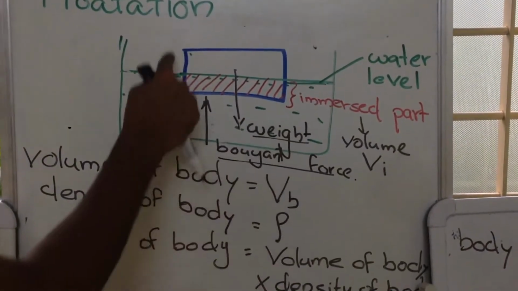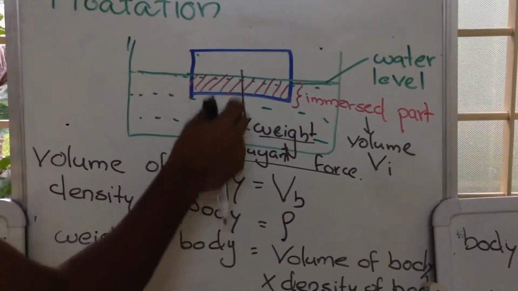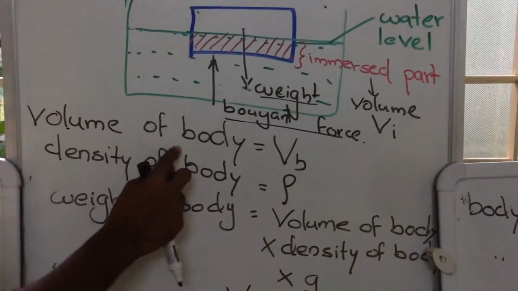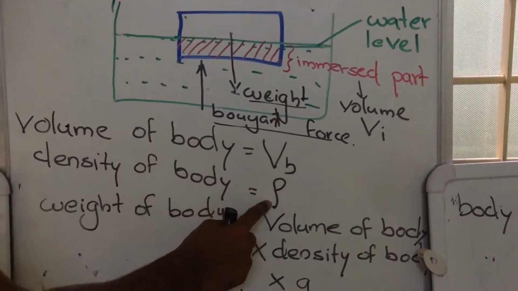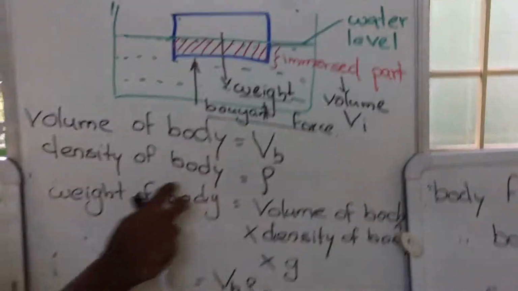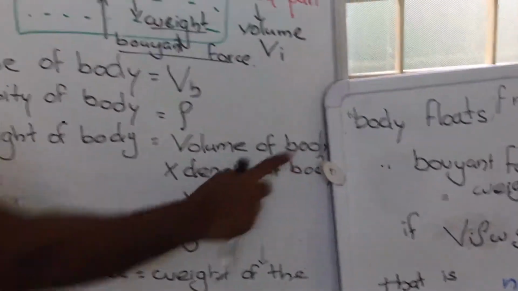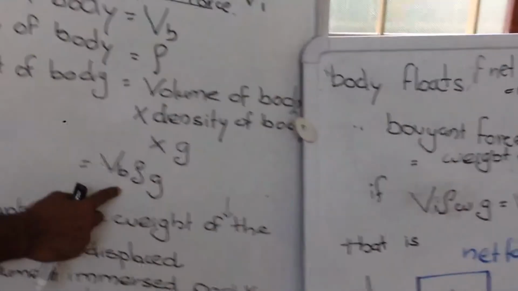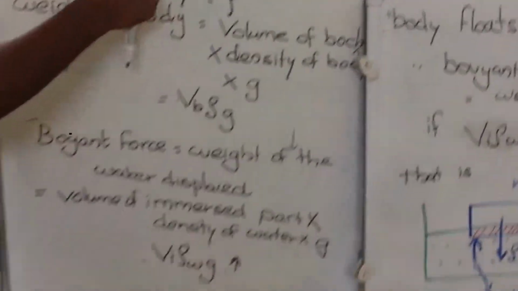First, weight. For finding the weight of this body, first we are considering the volume of this body. The volume of the body is Vb. Let the density of the body be rho. Now the weight of the body is equal to volume of body into density of body into acceleration of gravity. That is equal to Vb rho g. So weight is completed. Now we are going to look at buoyant force.